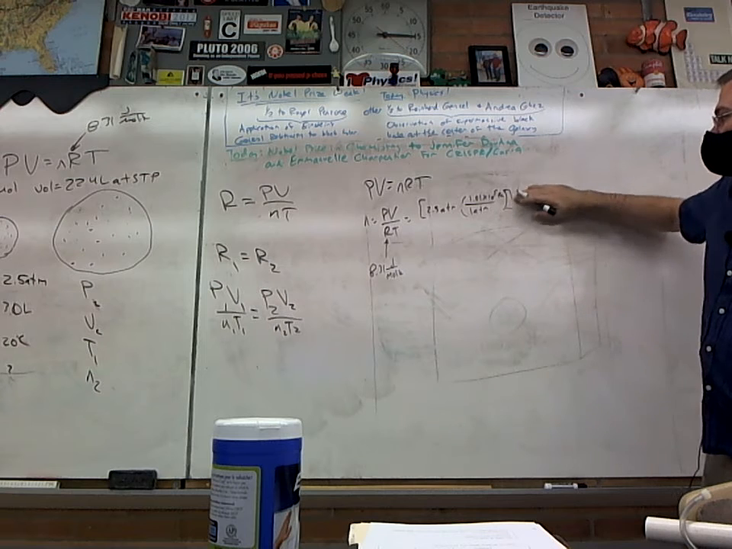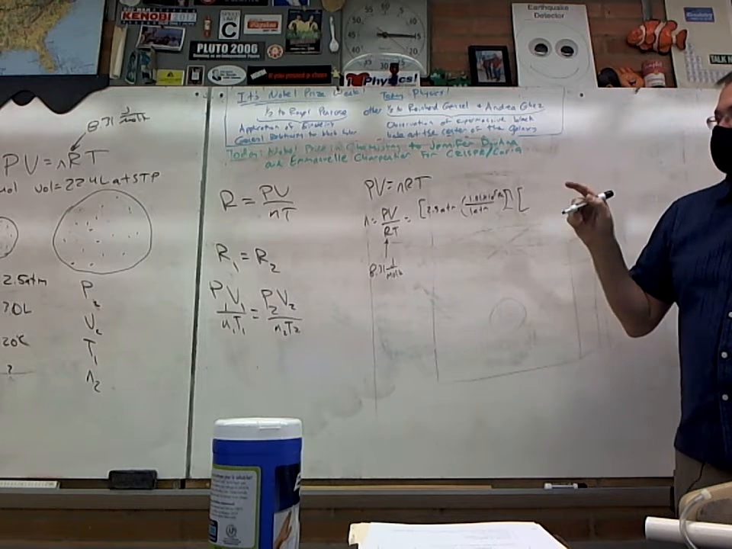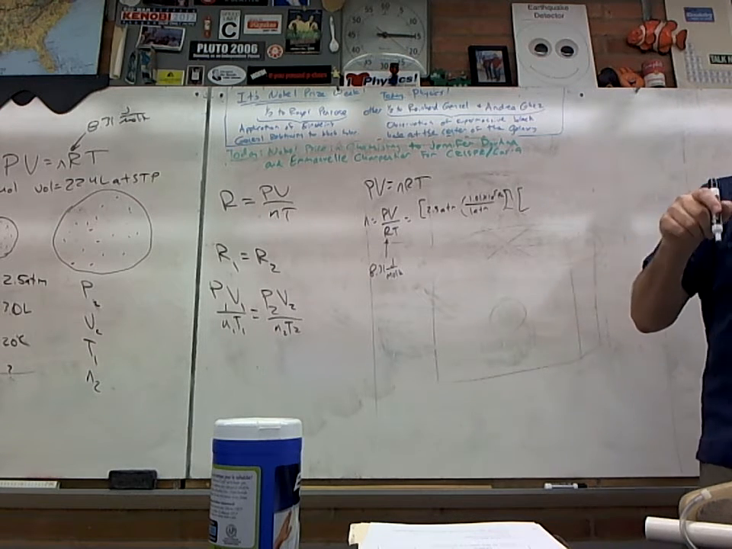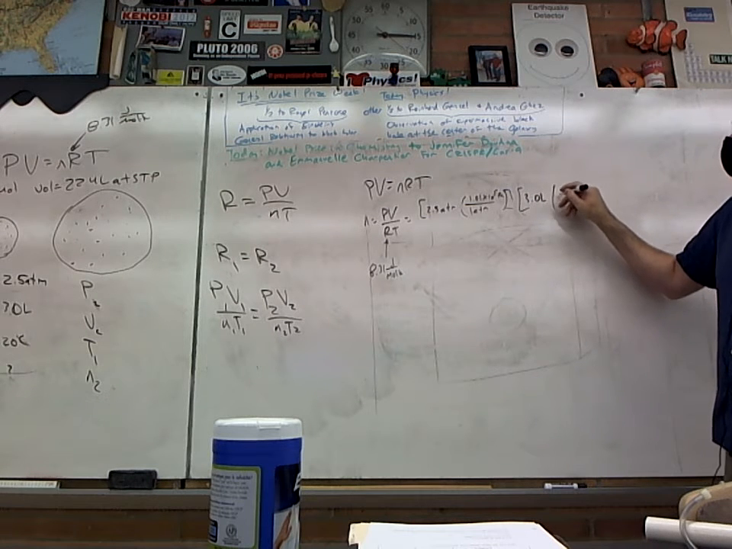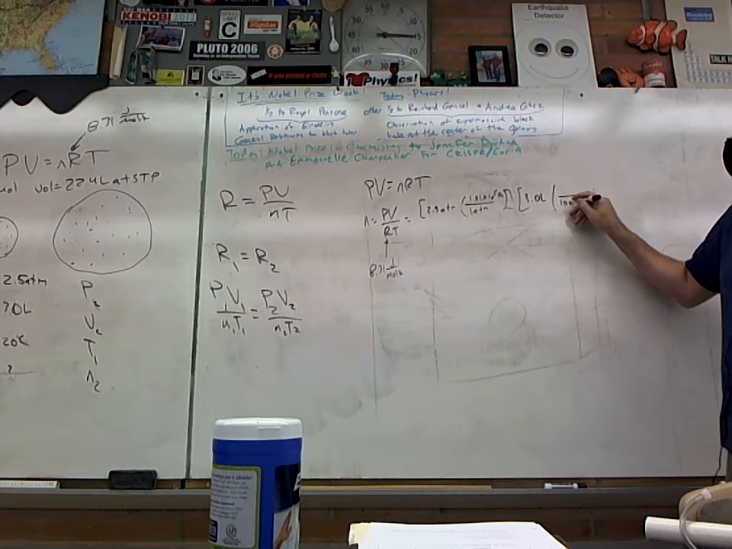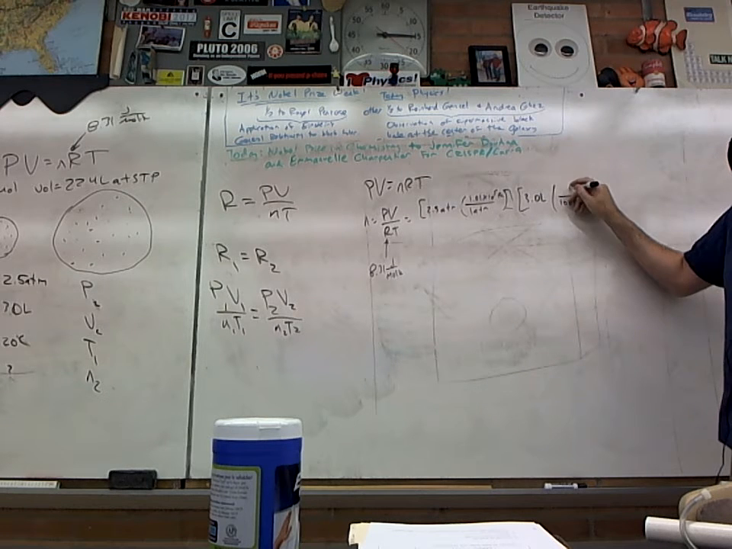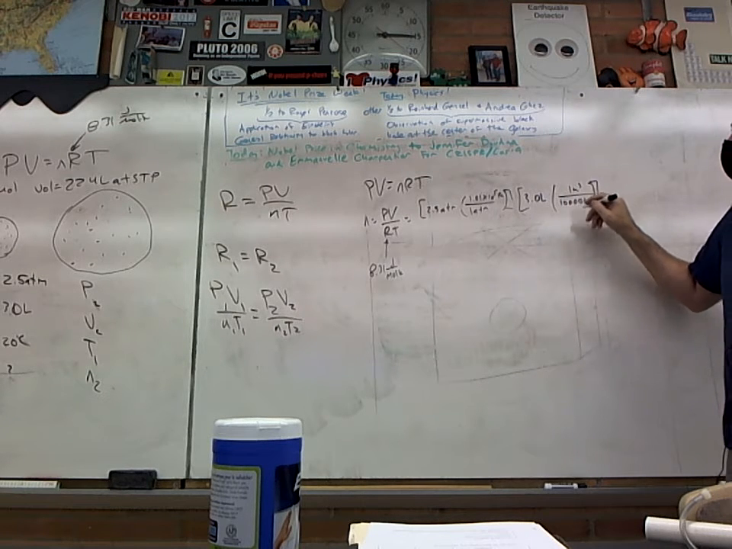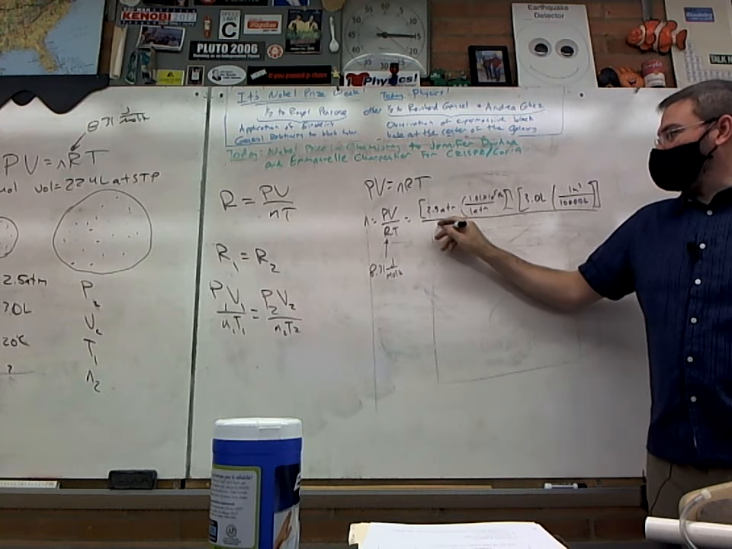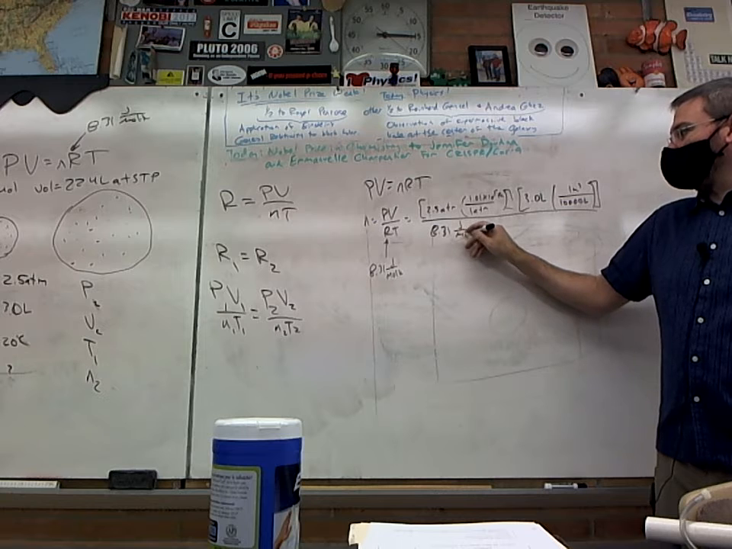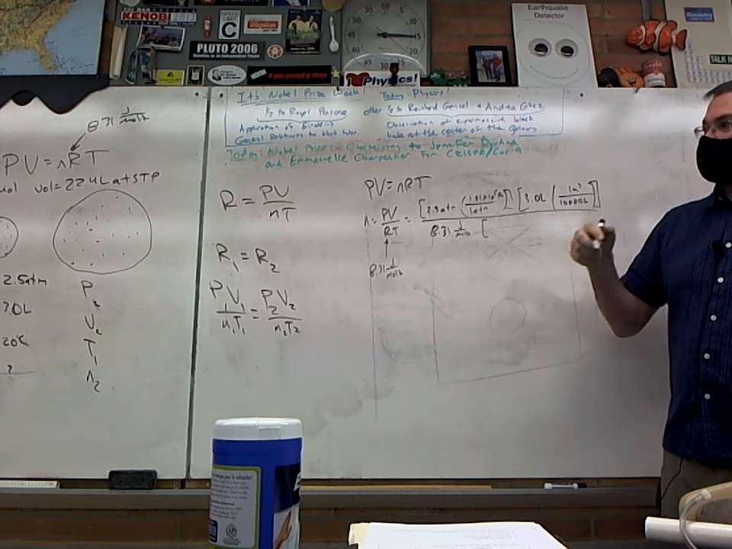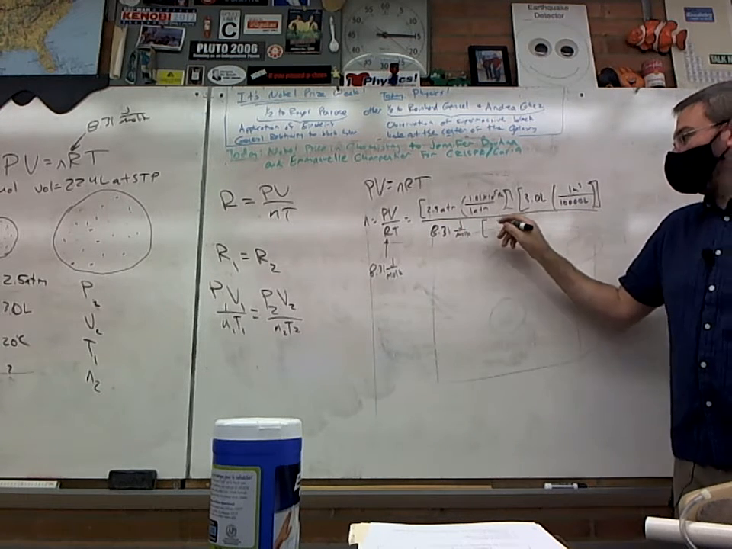The volume, I already showed you how to do this, but to get from liters to cubic meters, you've got 10,000 liters in a cubic meter. So 3 liters, it's 10,000 liters is a cubic meter. The ideal gas constant is 8.31 joule per mole Kelvin. And then to get from temperatures in Celsius into Kelvin, you've got to add 273.